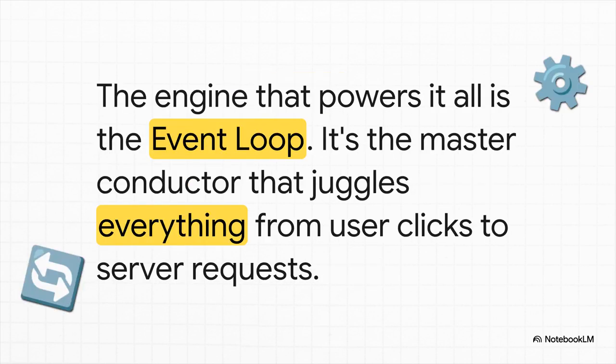Okay, so hoisting explains how the engine prepares our code, but what manages the actual order of execution, especially when you've got things happening at different times? Well, that's the job of the master conductor of JavaScript, the event loop. It's what keeps everything running smoothly without getting stuck.